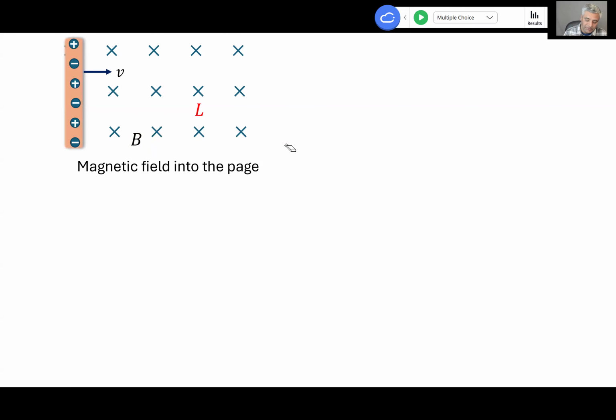So now, let's suppose we have a conductor. So conductor is full of charges, right? And if this conductor is moving in this direction to the right, what happens? It's going to experience force.